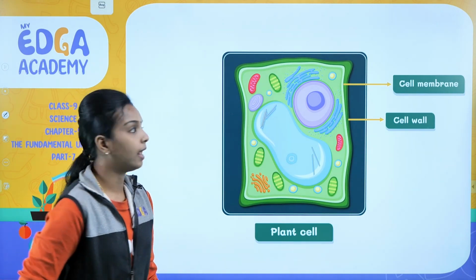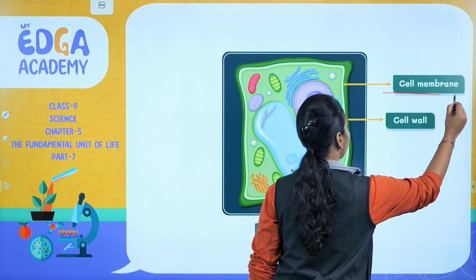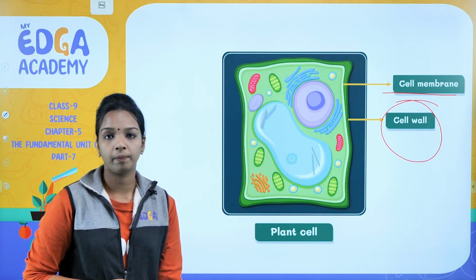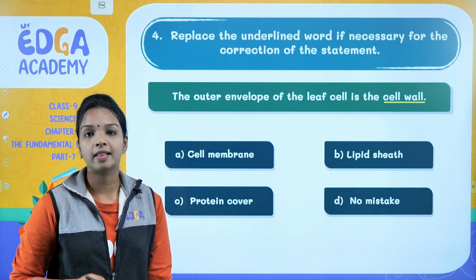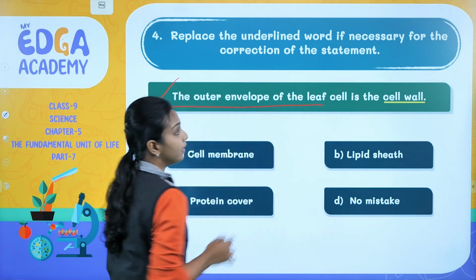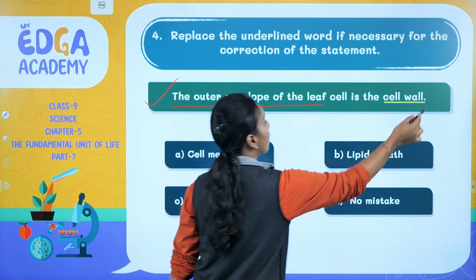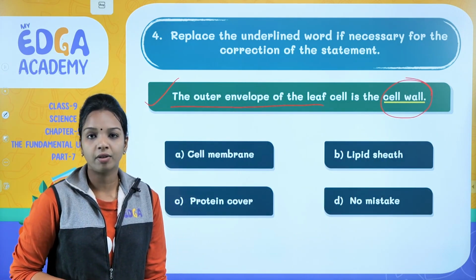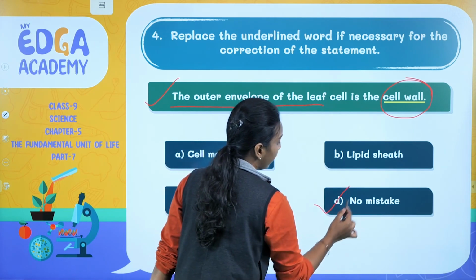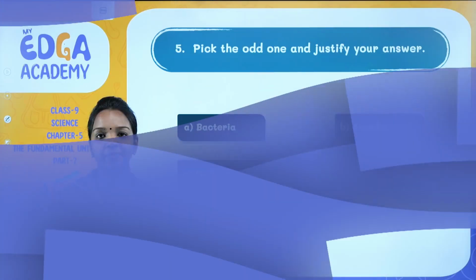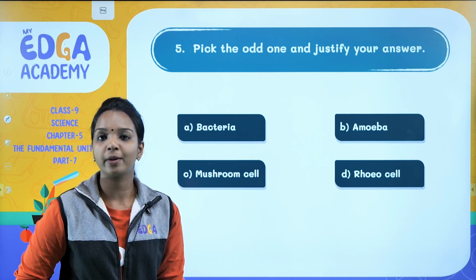In plant cells, in addition to the cell membrane, they have an outer envelope called the cell wall. So, the given statement is correct as the outer envelope of the leaf cell is the cell wall. Hence, the correct answer is option D, there is no mistake. Moving on to the final question.